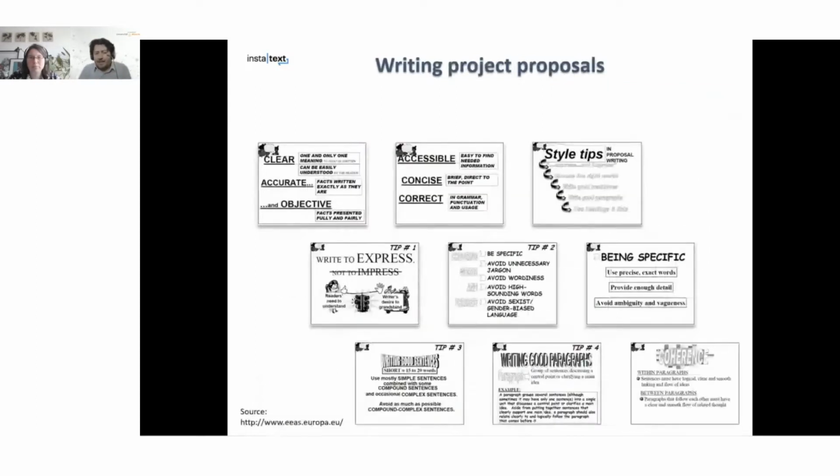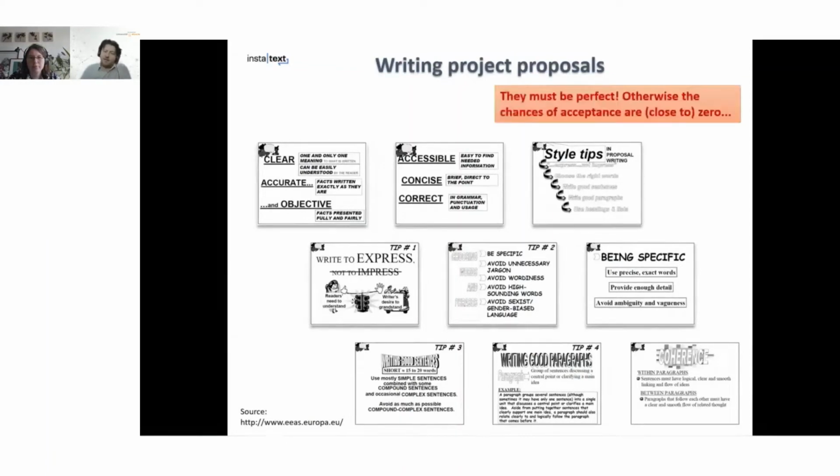And another aspect is writing project proposals. Here are some slides from the European Commission, and they're all about clarity and conciseness. Try to be understood by the reviewers, because if it's not written perfectly, nowadays, in such strong competition, the chances of poorly written proposals are really close to zero.